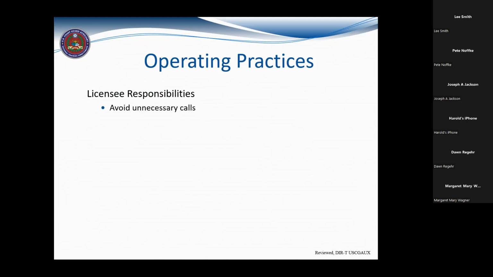First thing you want to do is avoid unnecessary calls. Before you transmit on any radio, you should always listen to make sure that the frequency is not already in use. In your initial call, you're going to identify your station and the stations you're calling.